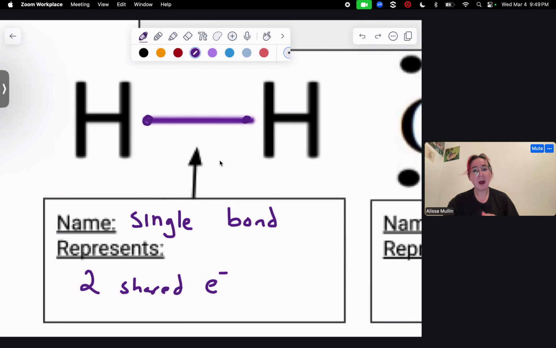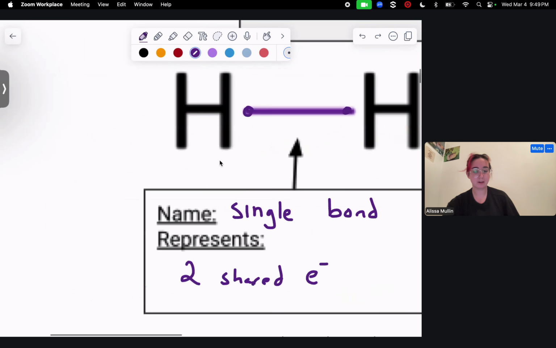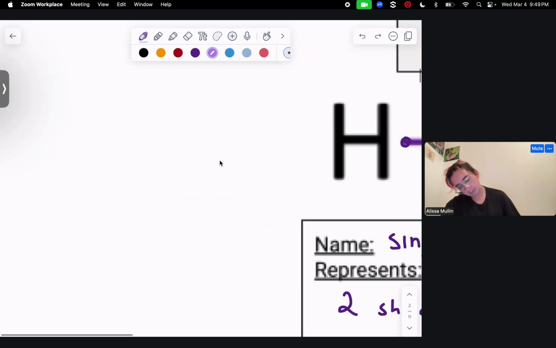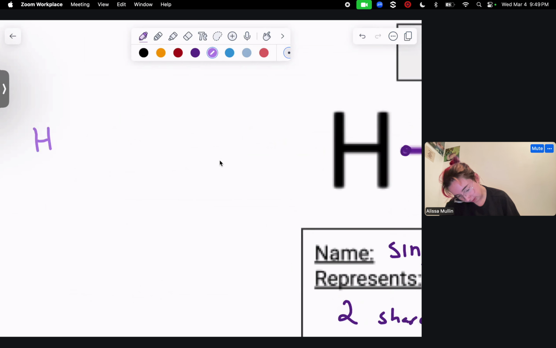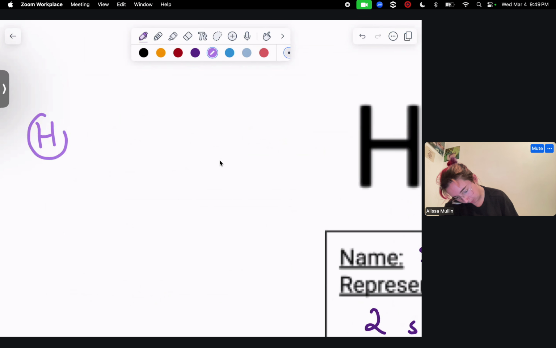Chat with the neighbor. Why is 2 electrons good for hydrogen? Maybe pause for a sec. And the reasoning on that, I'm going to draw my little Bohr models over here with my electrons.